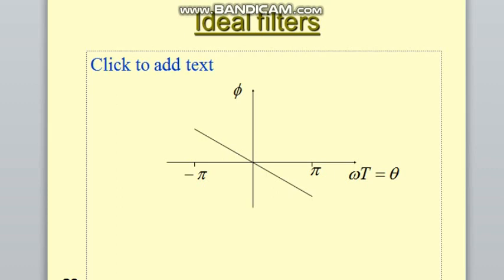What can you say? It's a pole-zero graph. That is the frequency domain section from minus pi to pi. That will be the frequency response of the ideal filter.